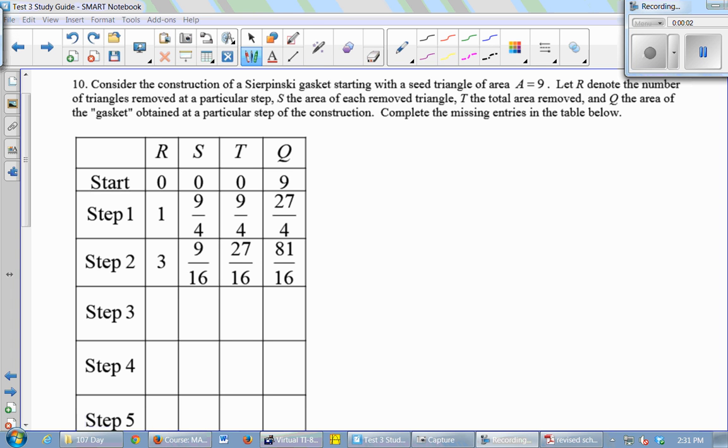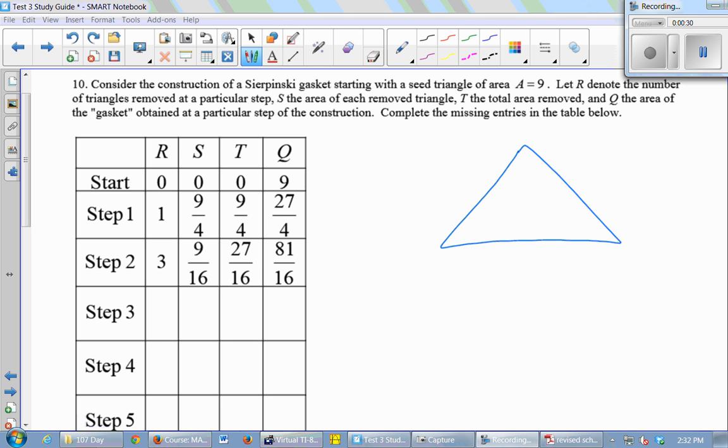Consider a Sierpinski gasket that starts with a seed triangle that has area 9. So I'm going to draw myself a little picture. My seed triangle looks like that and has area 9. And R is going to denote the number of triangles removed at any step. S is the area of each removed triangle, T is the total area removed, and Q is the area of the gasket.